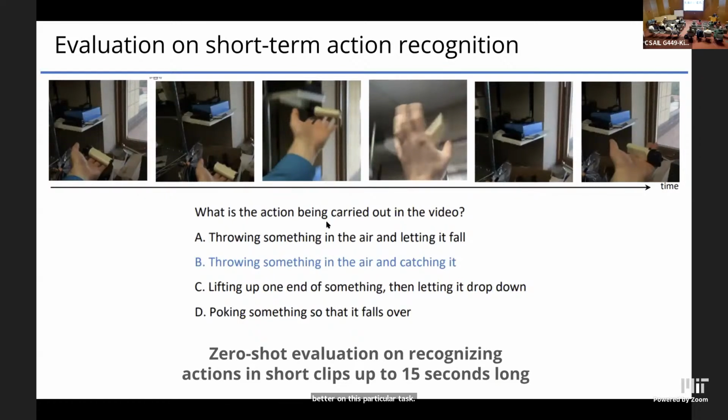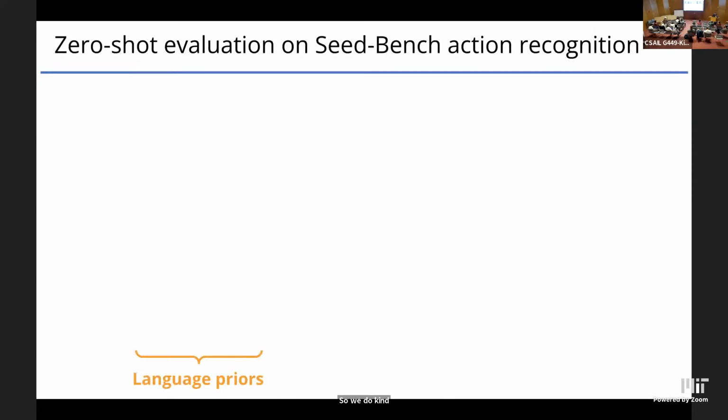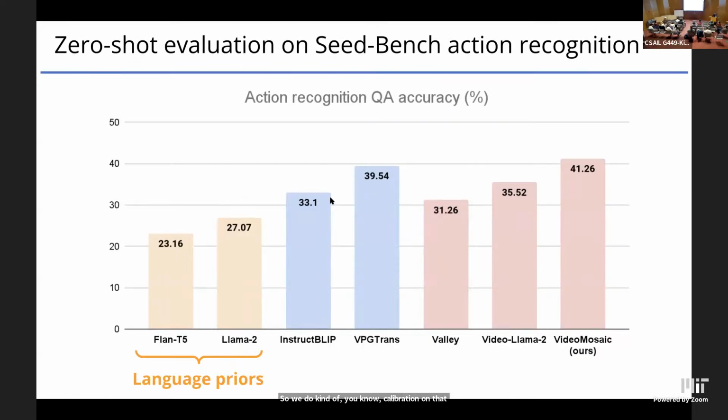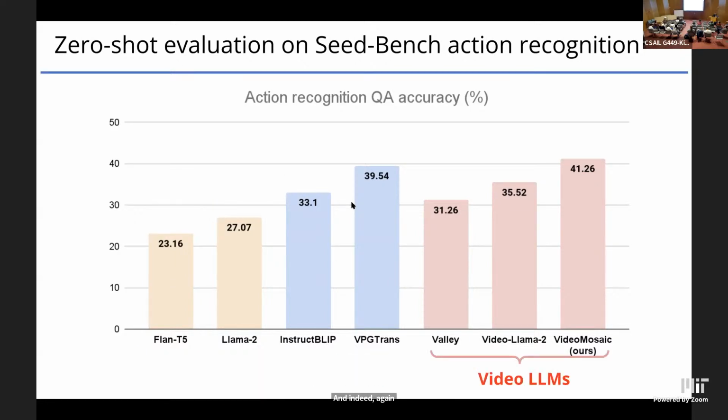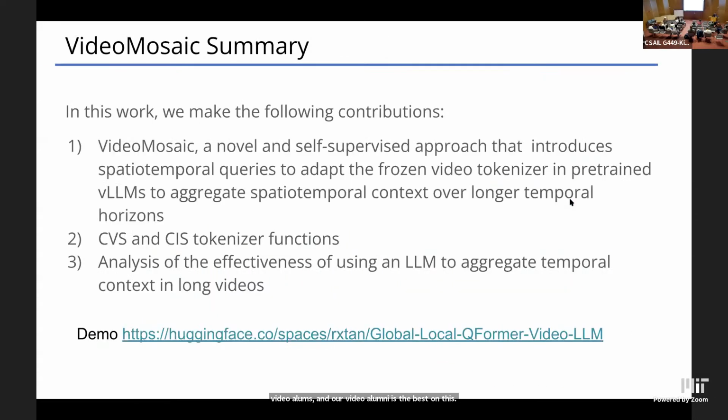There's another evaluation on short-term action recognition. So here, the question is just what is the action being carried out? And in this case, the videos are short. So we just want to see after this fine-tuning that we did, can our model still understand short videos? So we do calibration on that task to make sure we don't lose performance. And indeed, again, language priors, image LLMs, and video LLMs, and our video LLM is the best on this short action recognition task as well.